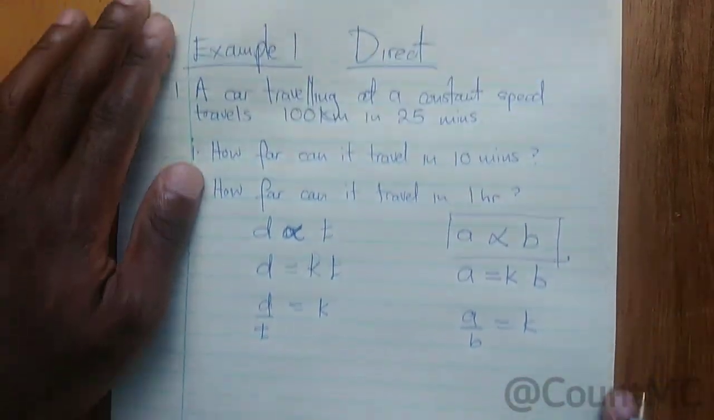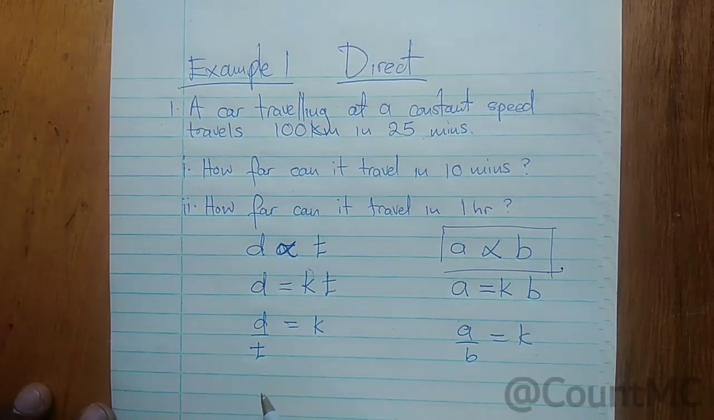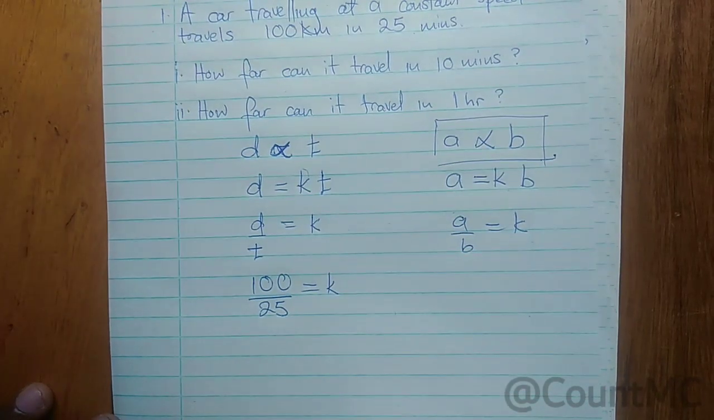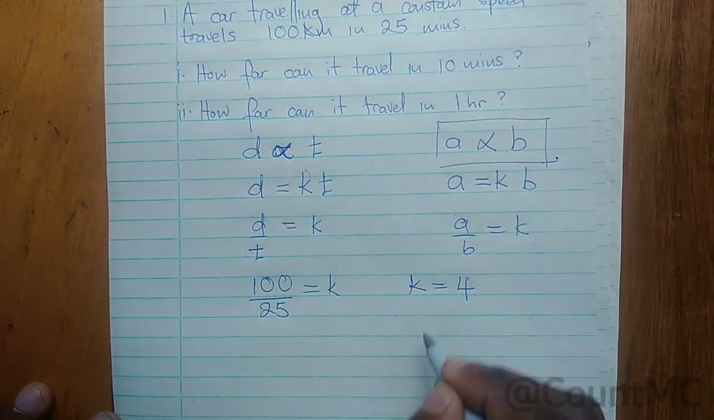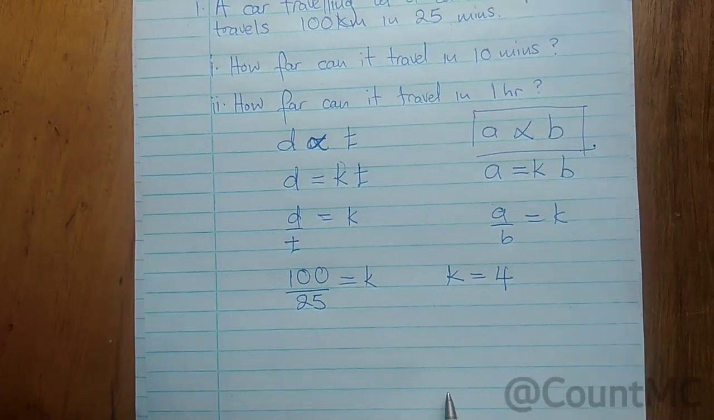How do we look for our K? You look for what you were given here. Distance we're given 100. 100 divided by time we're given 25 is equals to K. 100 divided by 25, K is equals to 4. So this was the first step. Now let us do the calculations. The advantage in doing this is that you can have the formula which you are going to use.